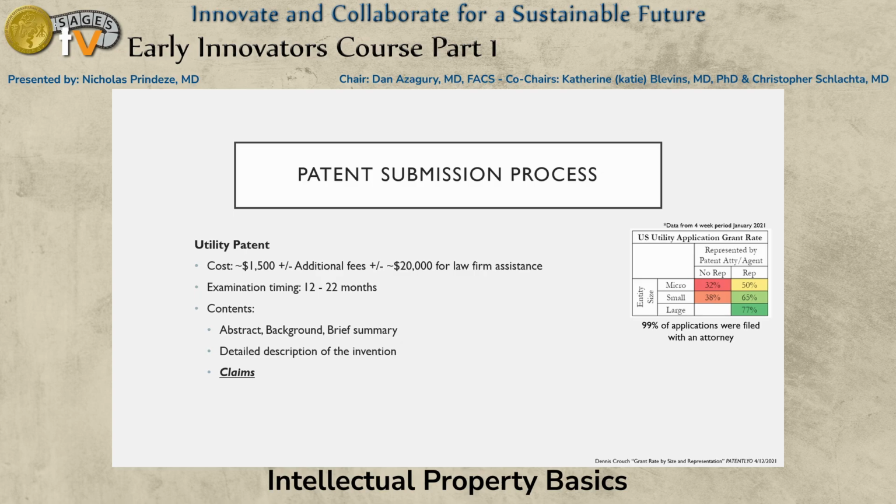Now, the contents of the full utility patent submission are something we're probably very familiar with. You have an abstract, background, and the description of the invention, but you also have claims. And claims are really the legal backbone of your patent and are what is most important in your submission. We'll highlight that a little bit more as we go along and see why this is so important.